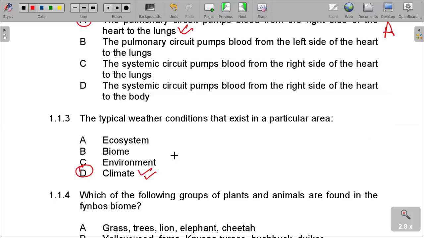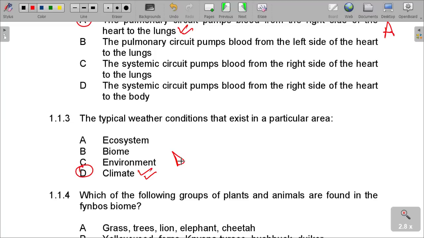1.1.3. So our answer is D. The typical weather condition that exists in a particular place or in a particular area is called climate. We can as well say that it is the average weather conditions of a given place over a period of time, which is usually a year. So the answer is D. The weather conditions that exist in a particular area is defined as climate.